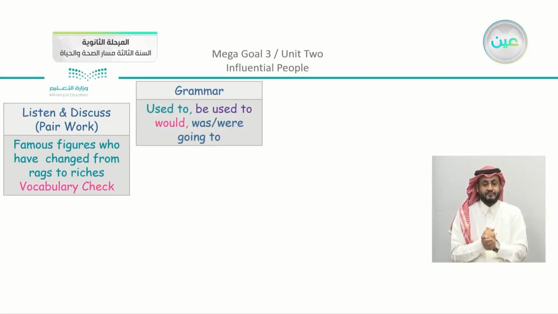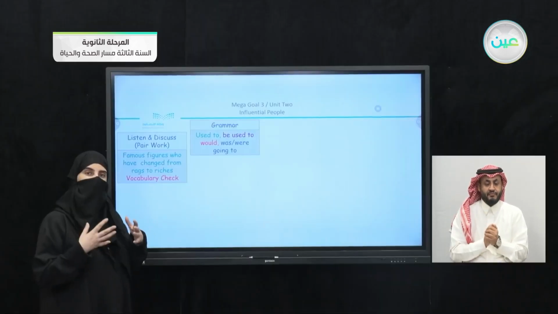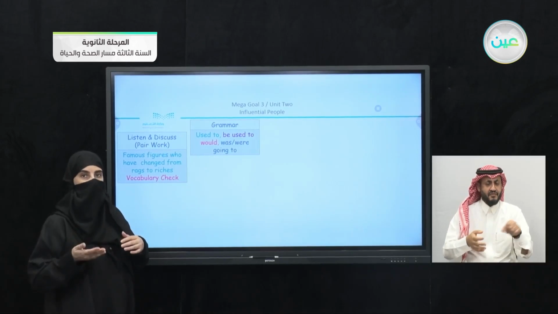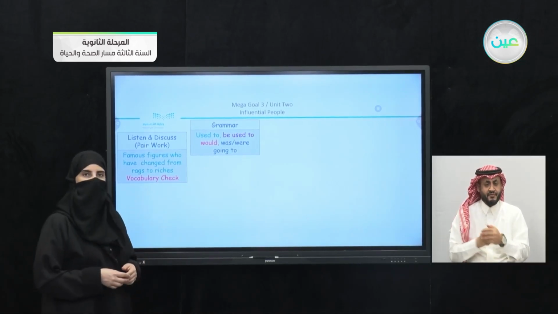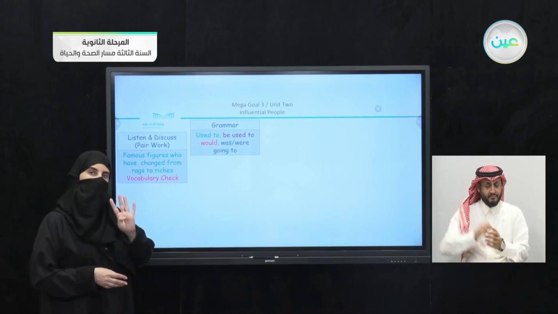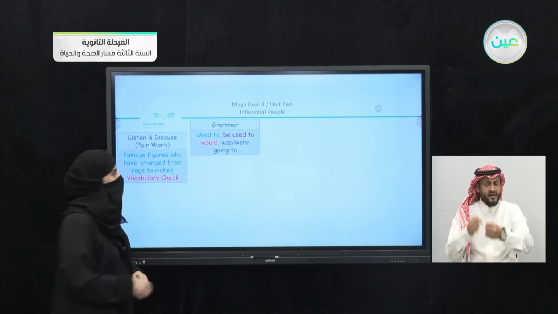There was the vocabulary check as well. We have here the grammar. We studied used to and the difference between used to and be used to. We studied also would, and we saw the difference or the connection or the same meaning that we have between would and used to. We have also was and were going to. So remember that we had the 4 structures in the grammar lesson.